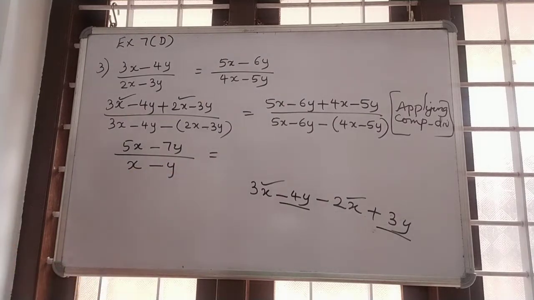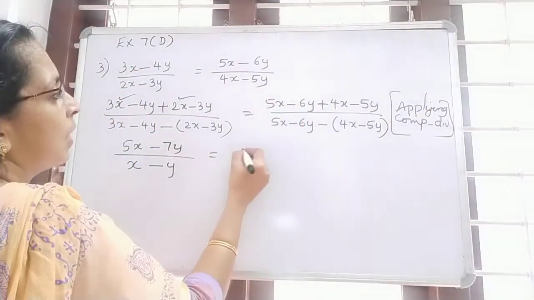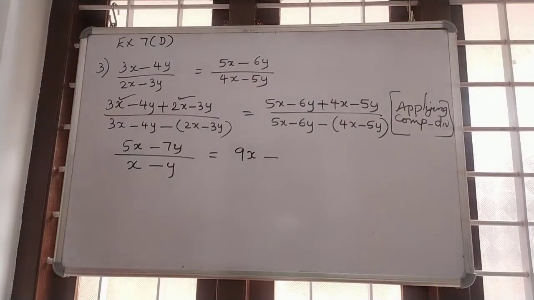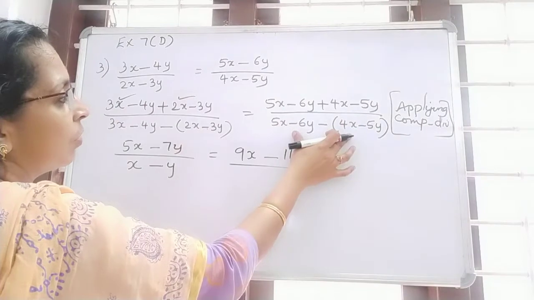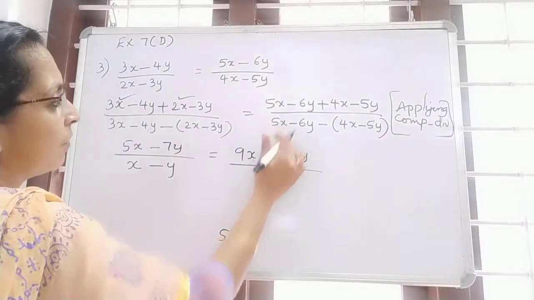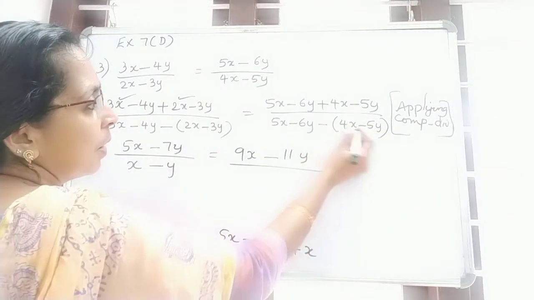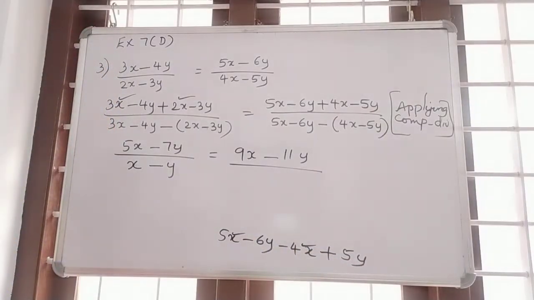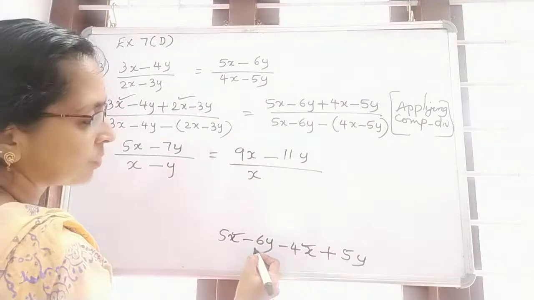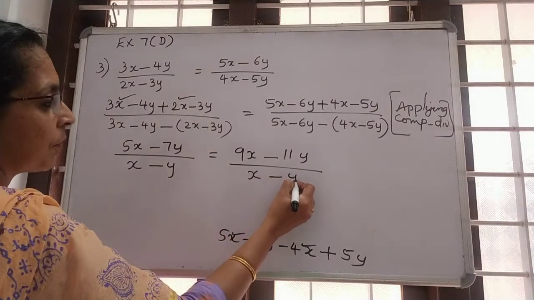Same way on the right side: 5x plus 4x is 9x, minus 6y minus 5y is 11y, divided by, doing the working column, changing the brackets. It is 5x minus 6y minus 4x, minus into minus plus 5y. So 5x minus 4x is x, then minus 6y plus 5y is minus y. So x minus y.